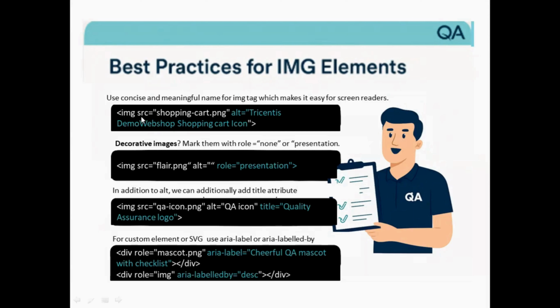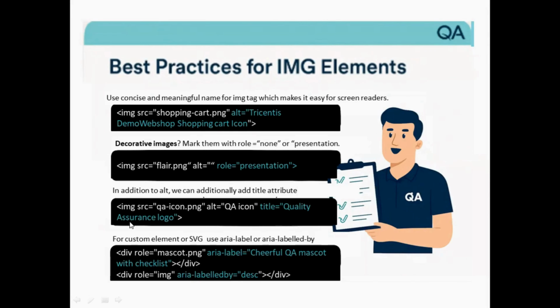So if you see the example over here, the first example shows an image and it has an alt description which says that it is a Tricentis demo webshop shopping cart icon. Like this, there should be a descriptive detail added to the image tag. And if it is a decorative image which does not have any critical purpose on the web page, then you can add an attribute called role and mention it as presentation or none. In addition to the alt attribute, we can also use the title attribute, and within the title attribute, we can give a detailed description about the image.